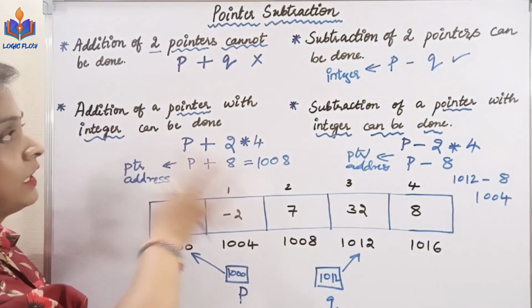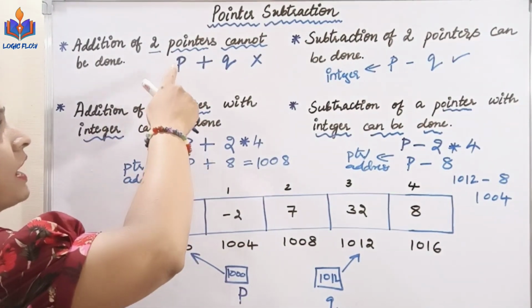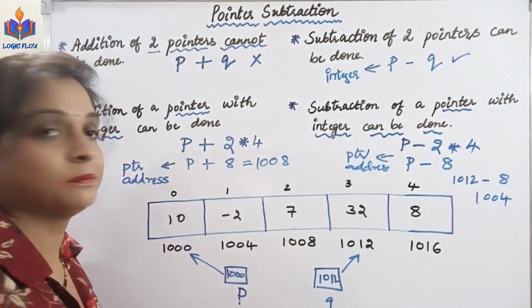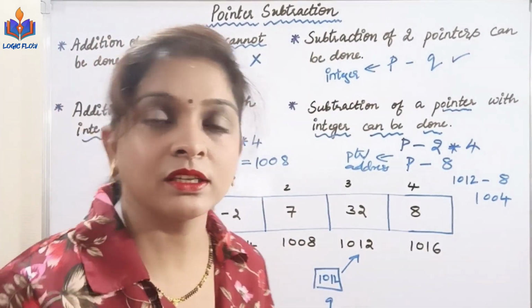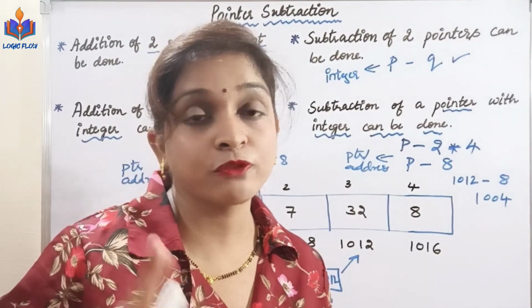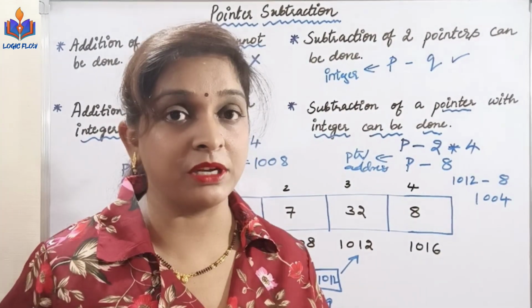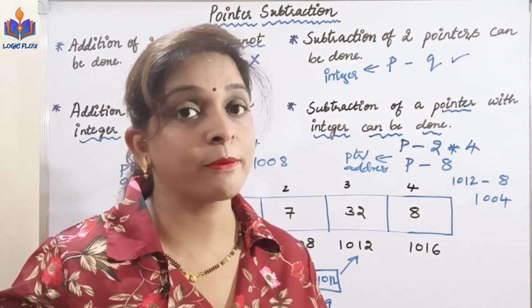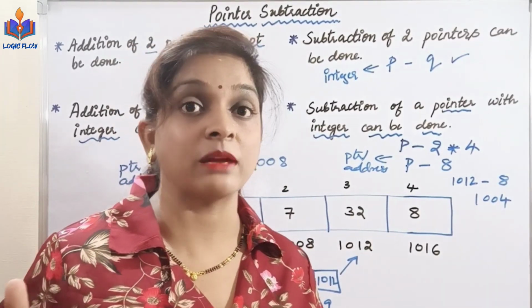So let me conclude this. Addition of two pointers cannot be done, but subtraction of two pointers can be done. Addition of a pointer with an integer can be done. Subtraction of two pointers, yes, can be done. Subtraction of a pointer with an integer, yes, it can be done.